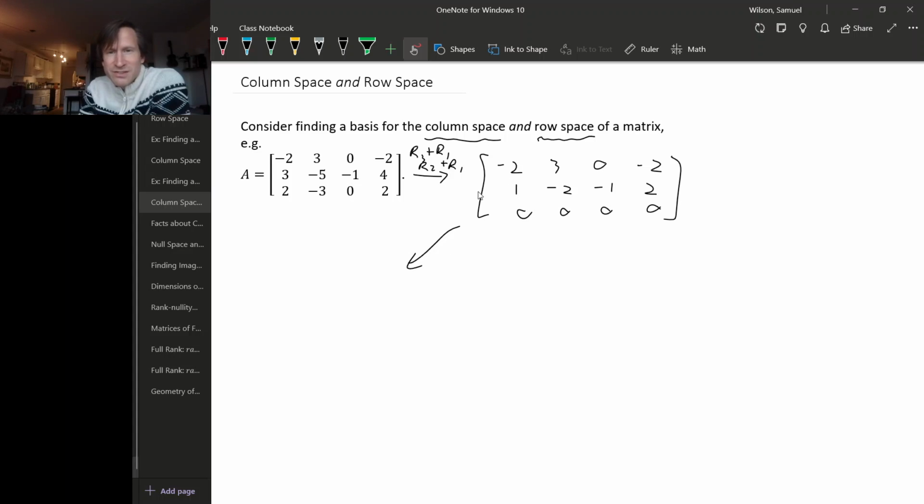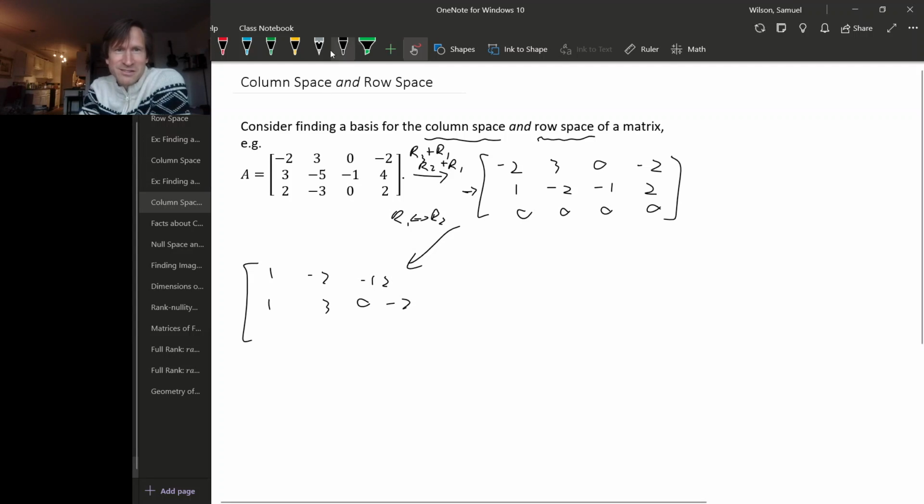Well, I'd rather use this 1 in the second row to eliminate the 2 above it instead of using the 2 to eliminate the 1, just to avoid fractions. So let's switch row 1 and row 2. So 1, minus 2, minus 1, 2, 1, 3, 0, minus 2. Oh, I'm getting so sloppy that I'm going to make mistakes. Better clean this up. There we go.